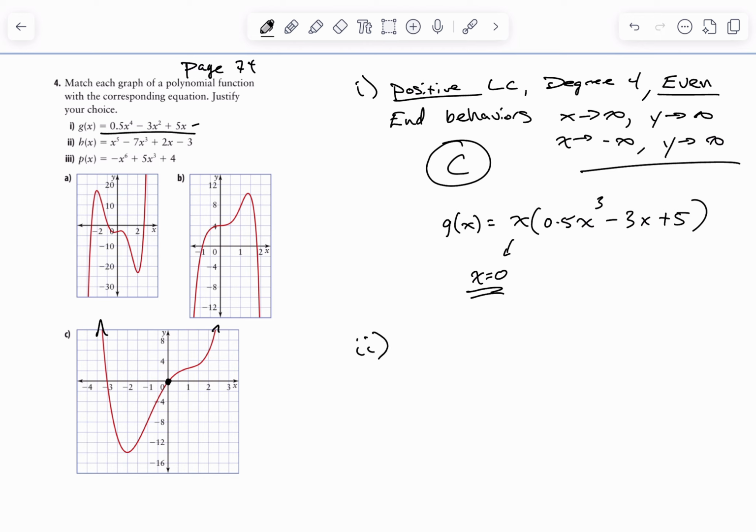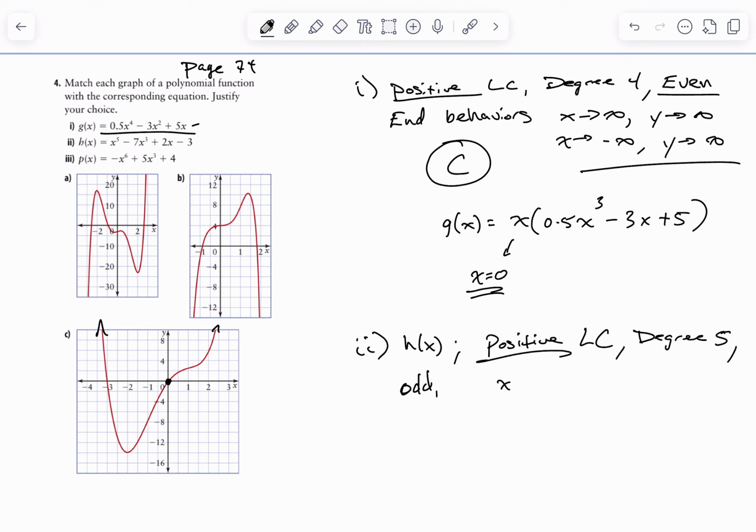Okay. In 2, h of x looks like, again, there's a positive leading coefficient. It looks like the degree of the polynomial is going to be 5. And so subsequently it's going to be odd, which means my end behaviors are going to be kind of opposite.